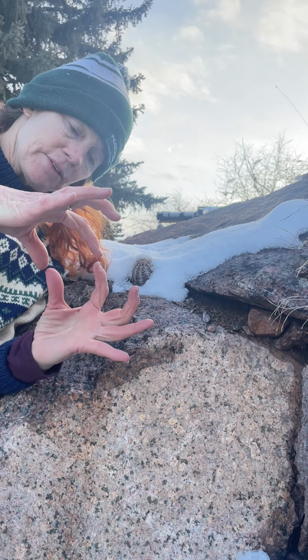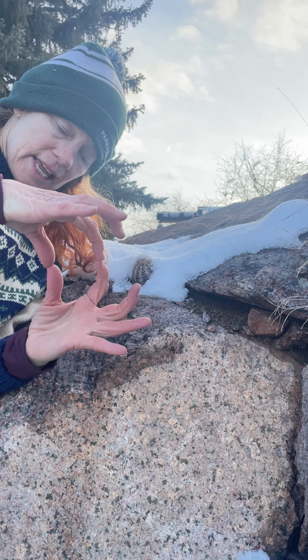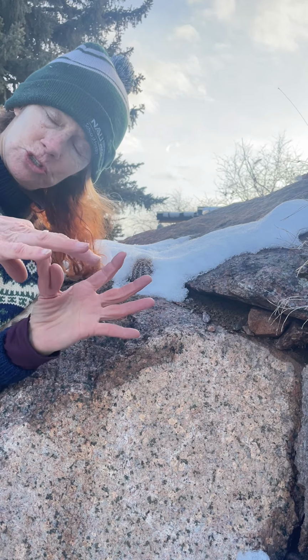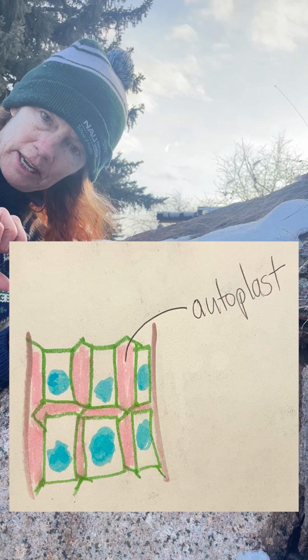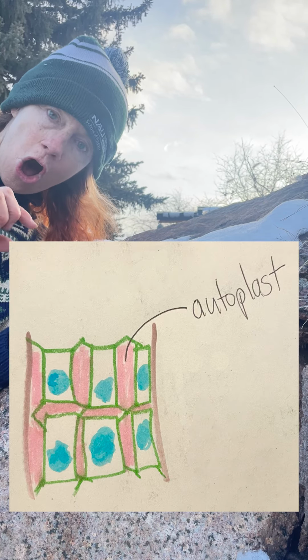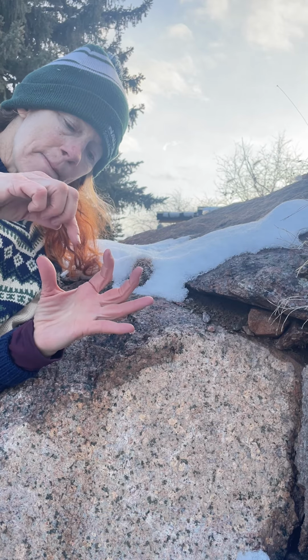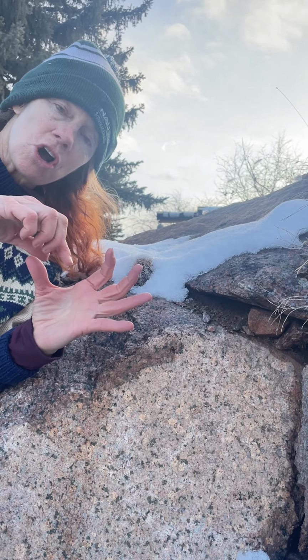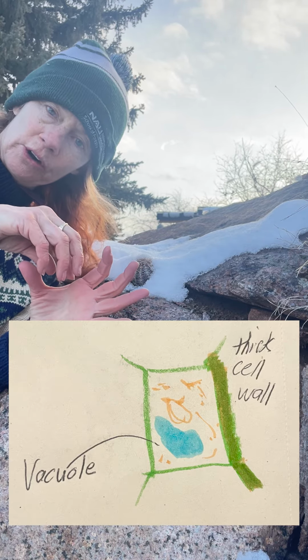All plants have cells, and they don't fit spaced right next to each other. There's some area in between. That in-between area is called the apoplast. Inside the cell is an organelle called the vacuole. That's where most of the water is.